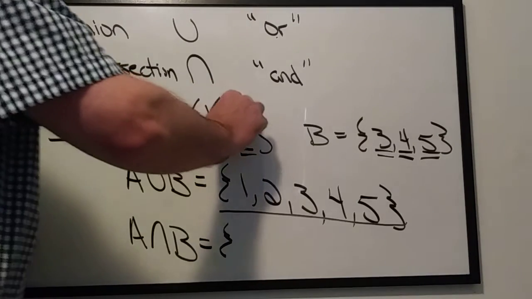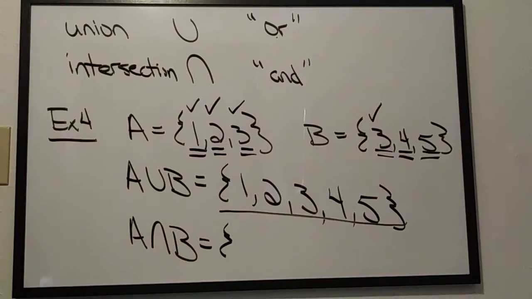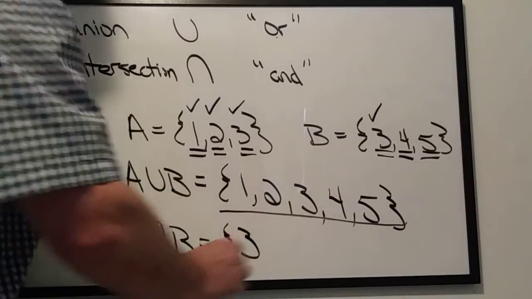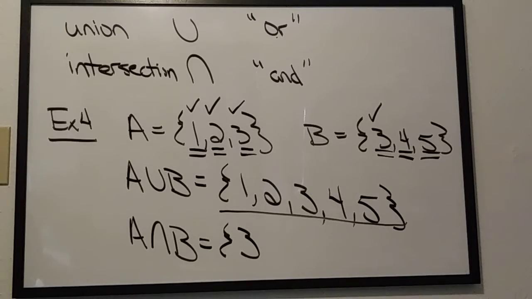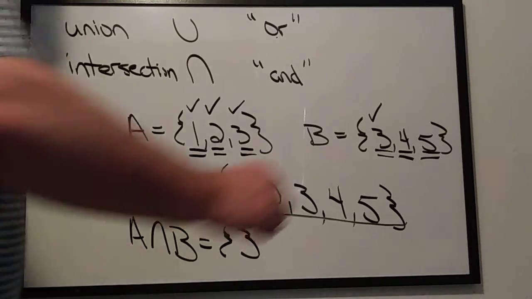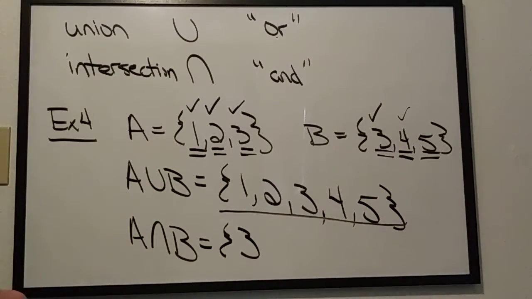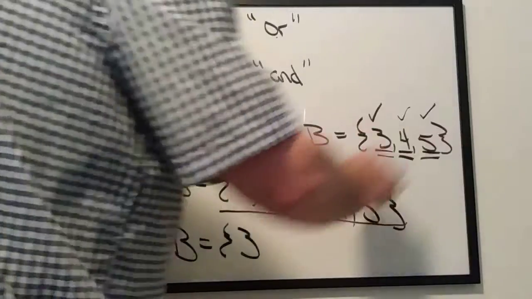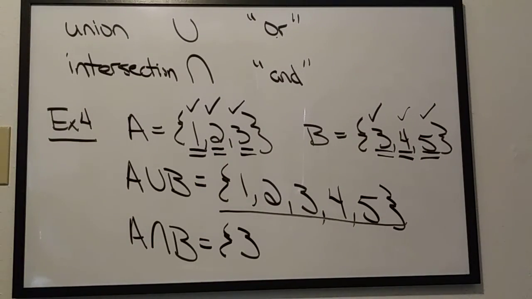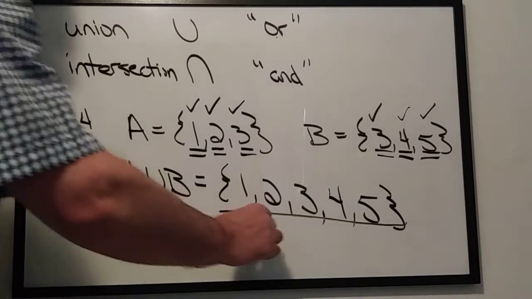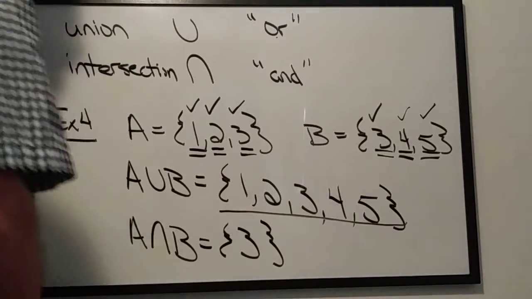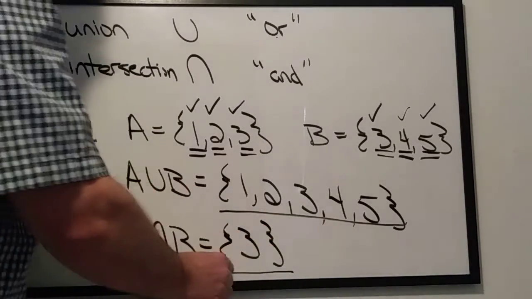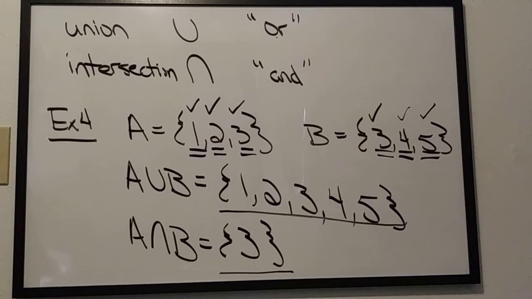Is the number 3 in A and B? Yes, so we need to include that in the intersection. Is the number 4 in A and B? No, it's in B, but it's not in A, so I can't include 4. Number 5, is it in A and B? It's in B, but it's not in A, so I can't include that one. 6, it's in neither place, so I can't include 6, I can't include 7. So at this point, we're done with our listing. So if we're done, we need to have a closing bracket, and there's our answer. A intersect B is the set that contains the element 3.